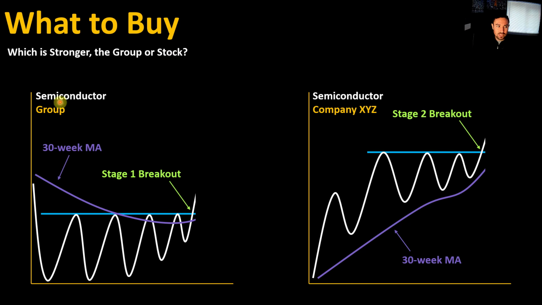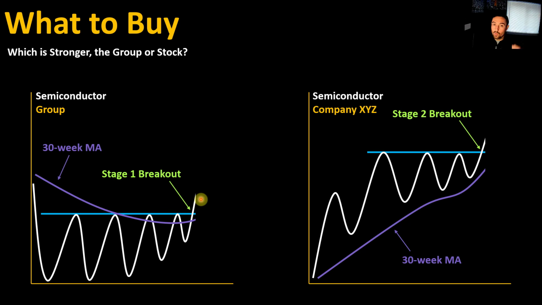So we've got the semiconductor group over here, and let's imagine the semiconductor group is breaking out of stage 1, powering out here, and then we have semiconductor company XYZ. So we have the group here, and then we have the individual stock here. Ideally you want to look for stocks that are stronger than the group. So here we can see semiconductor company XYZ is in a powerful stage 2 uptrend, builds this continuation base above its 30-week moving average and is breaking out. It's showing relative strength versus the group.